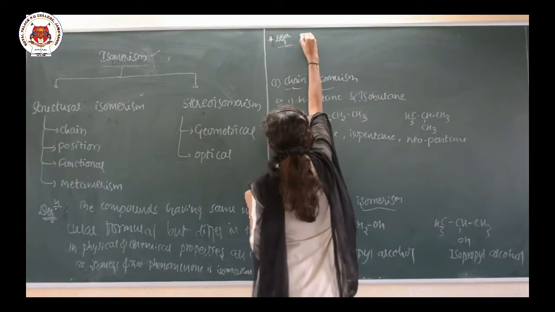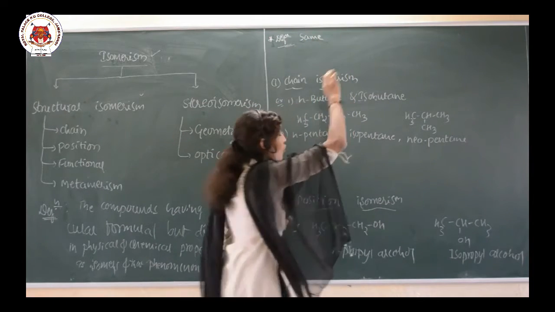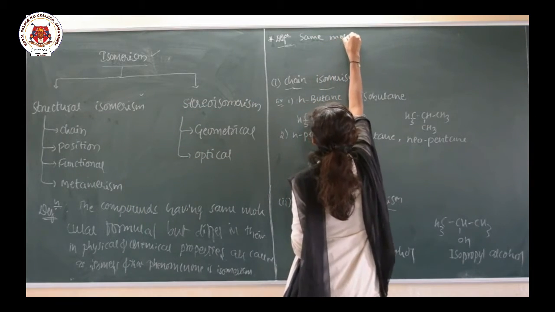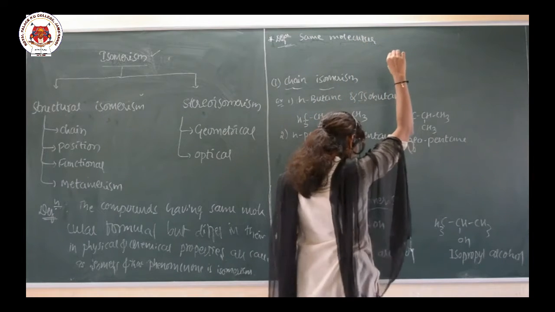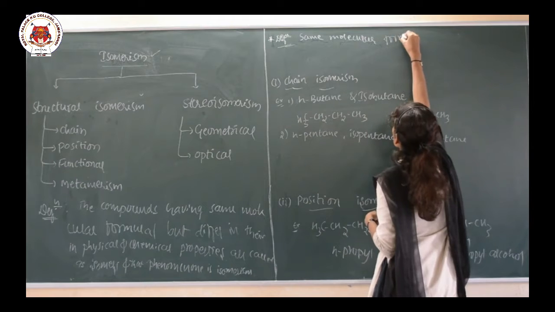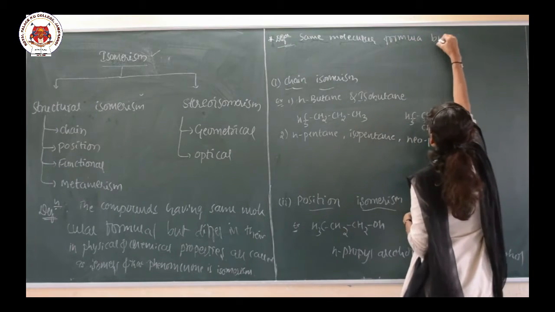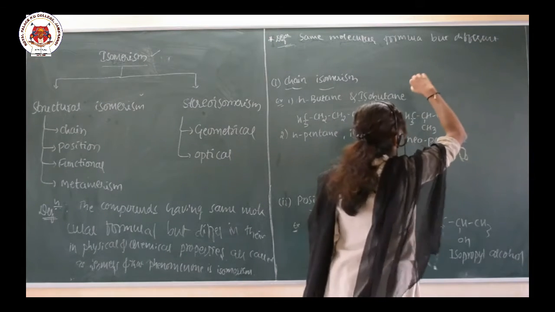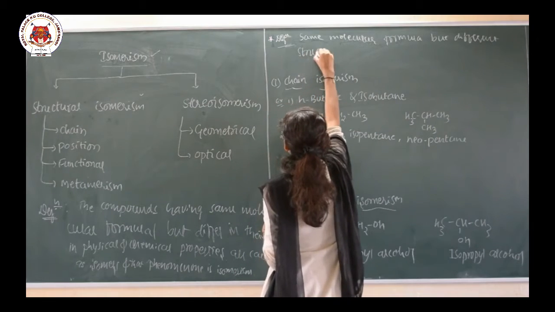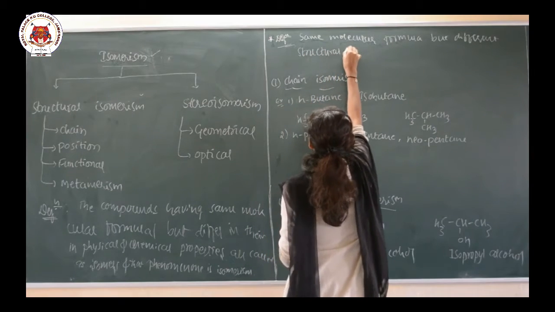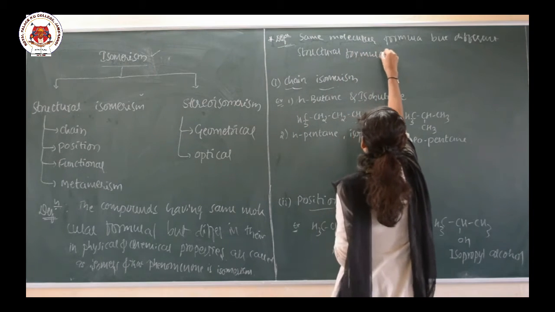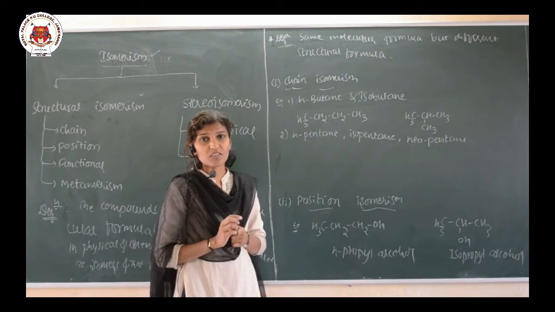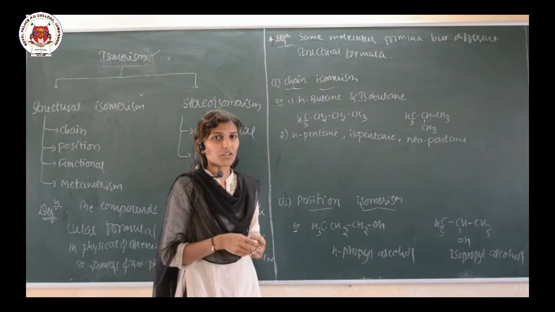Okay. So, what are structural isomers? See here, the compounds having the same molecular formula but different structural formula or different structure, you can write, no problem. Such compounds are called as structural isomers, and the phenomenon is said to be structural isomerism.